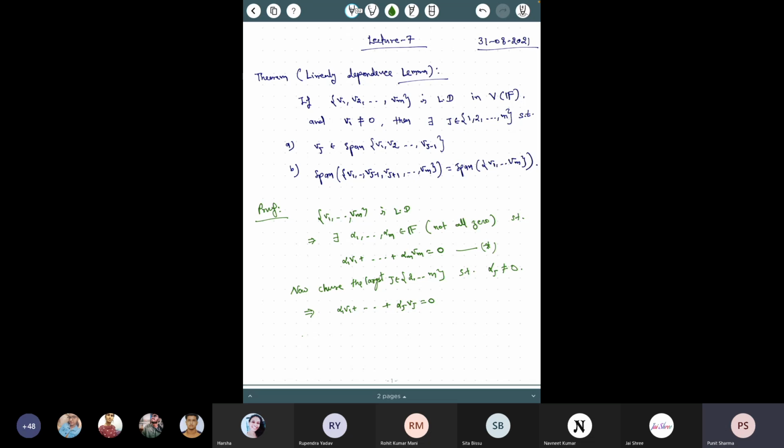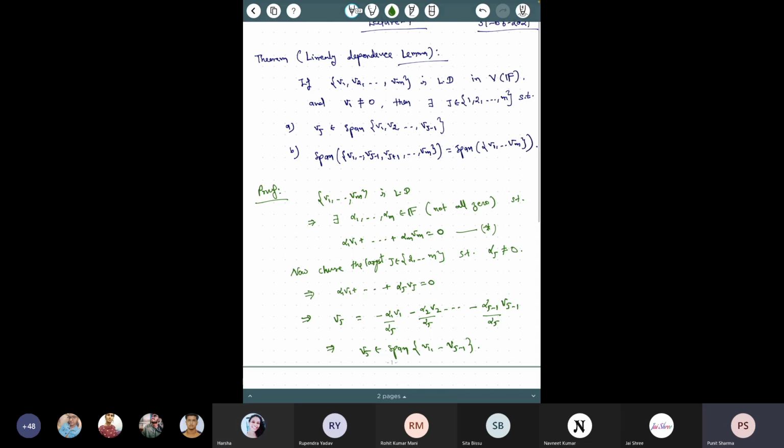Right? Now from here it is very clear that vj can be written as minus alpha 1 v1 minus alpha 2 v2 and so on, minus alpha j minus 1 vj minus 1, and I can divide by this scalar alpha j because I know that alpha j is not equal to 0. So from here you can say that vj is in the span of v1 to vj minus 1. So the first claim is proved. So there exists an index such that vj can be written as a linear combination of the preceding vectors.